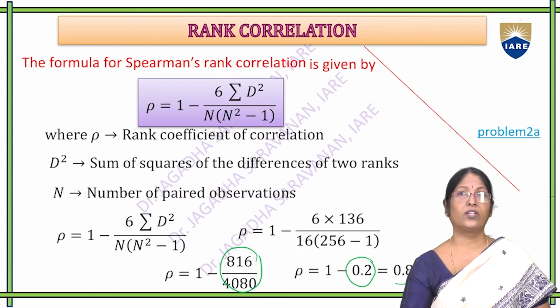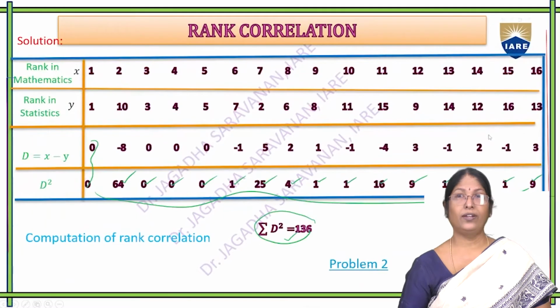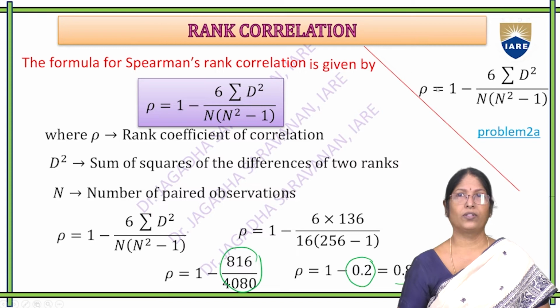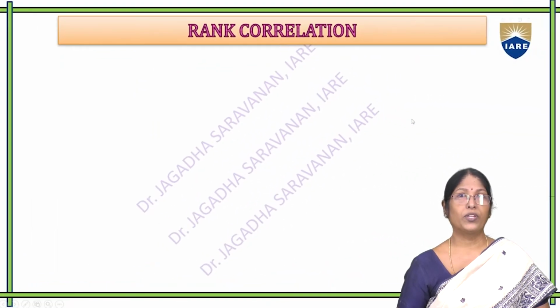So using the table we constructed, this value we obtained, that we substituted in this particular place. So we finished the sum. The final result is 0.8. So we completed the second problem also successfully. We will move to the next problem. This is the formula, just kept here. So we will move to the next problem.